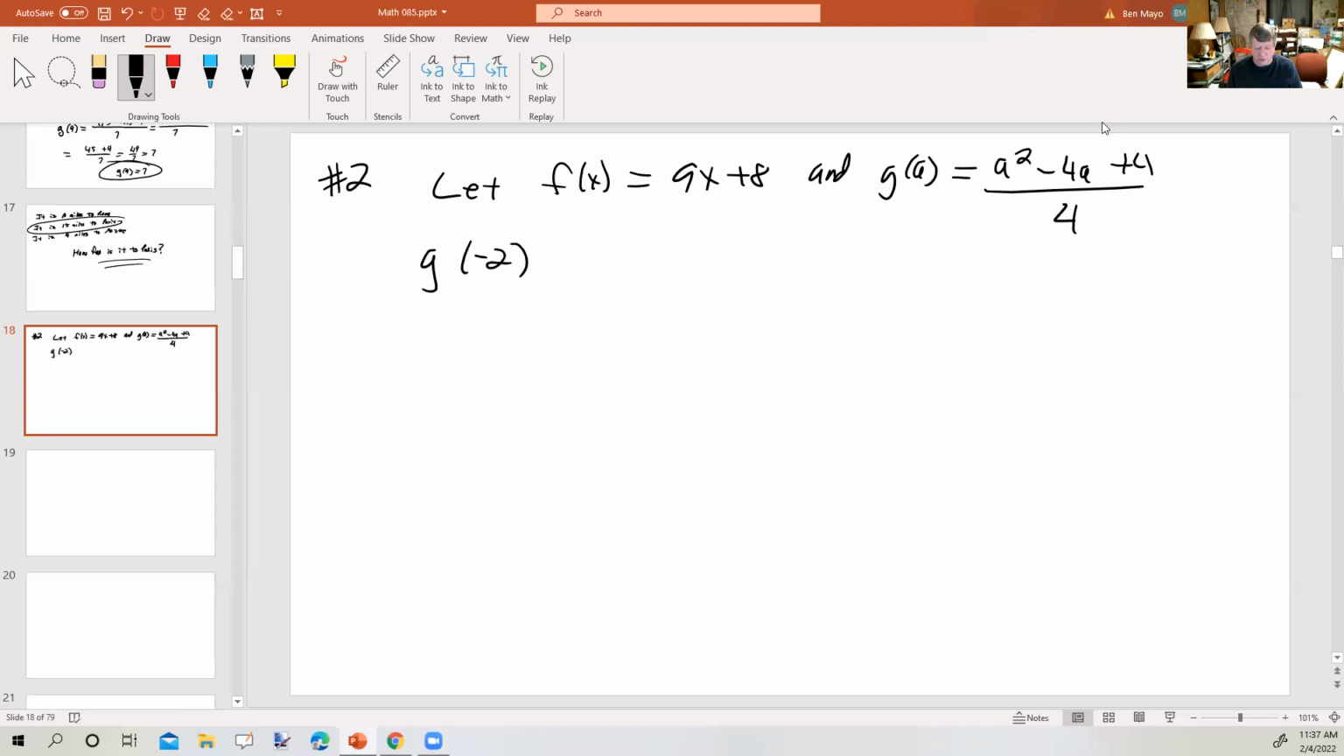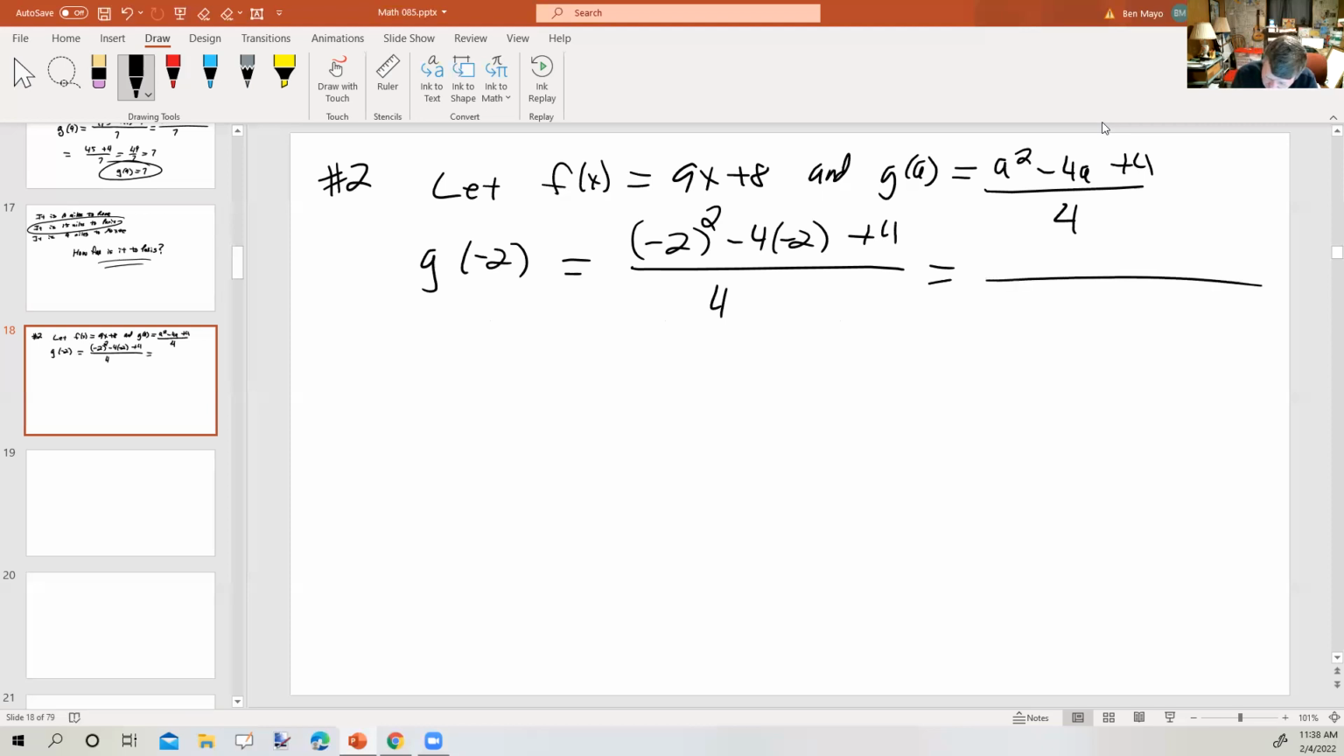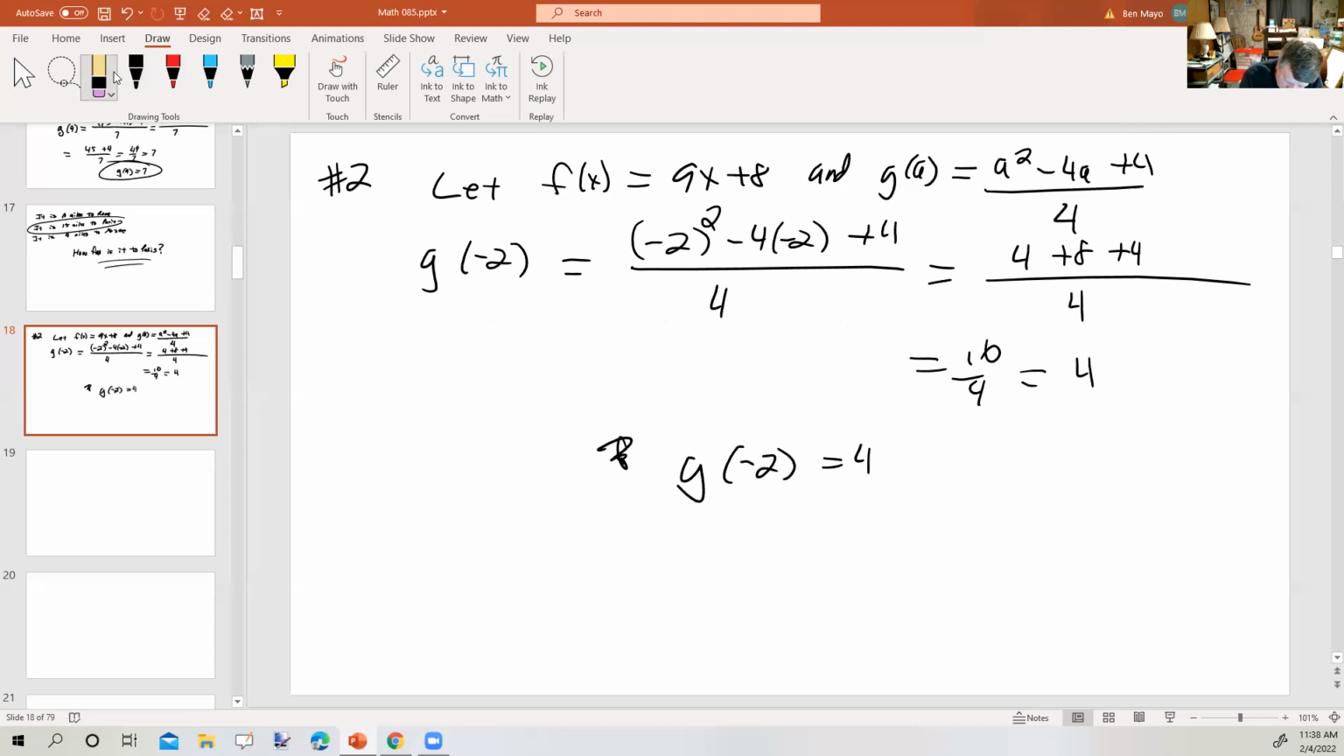So once again, we don't use the f of x function because they're only asking us something about the g of x function. So g of negative 2 is negative 2 the quantity squared minus 4 times negative 2 plus 4 all over 4. Negative 2 the quantity squared is 4, and then minus 4 times negative 2 would be plus 8, and then plus 4 again, which is 16 over 4 or 4. So g of negative 2 equals 4.